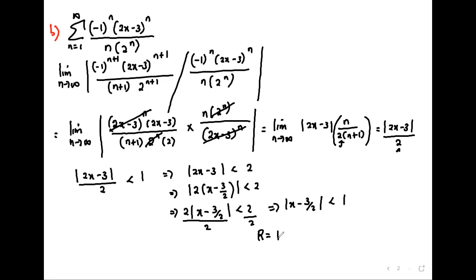And the interval now, you can distribute and say, okay, negative 1 less than x minus 3 over 2 less than 1, and push the 3 over 2 to this side: minus 1, that is half, less than x less than 3 over 2 plus 1, that's 5 over 2, like that.